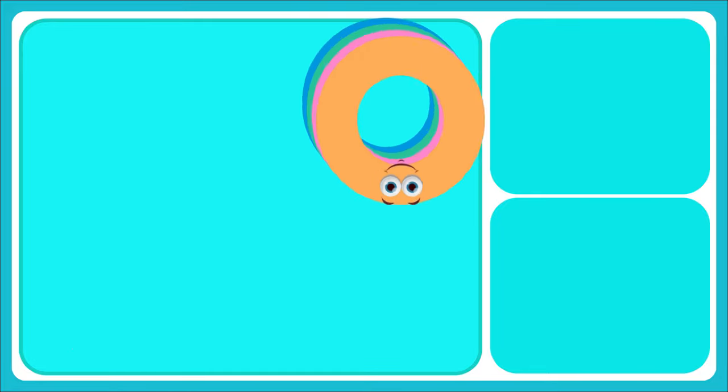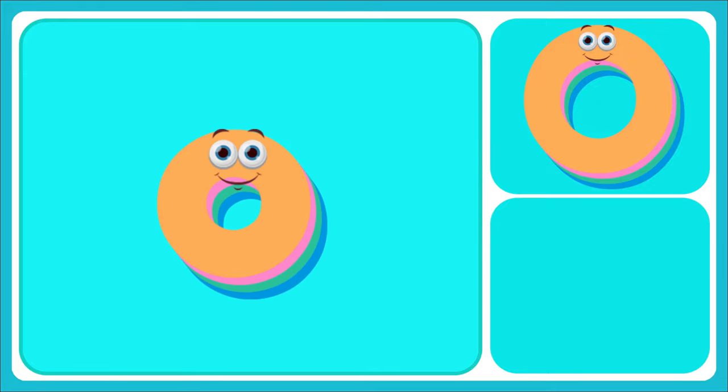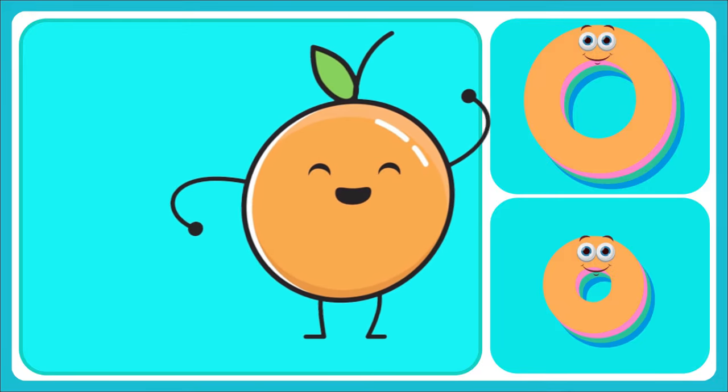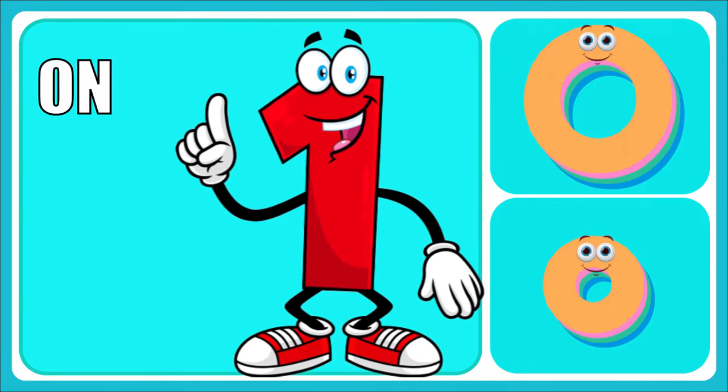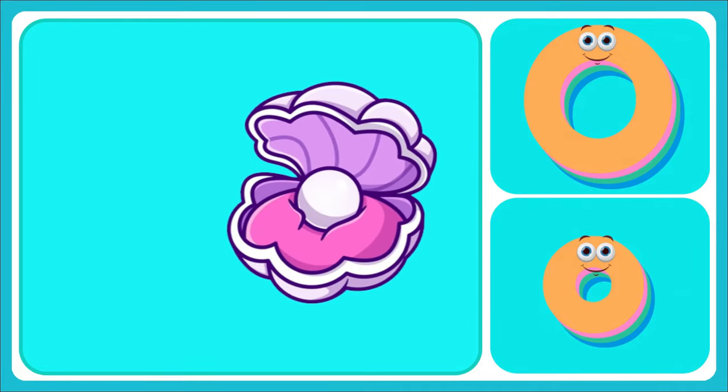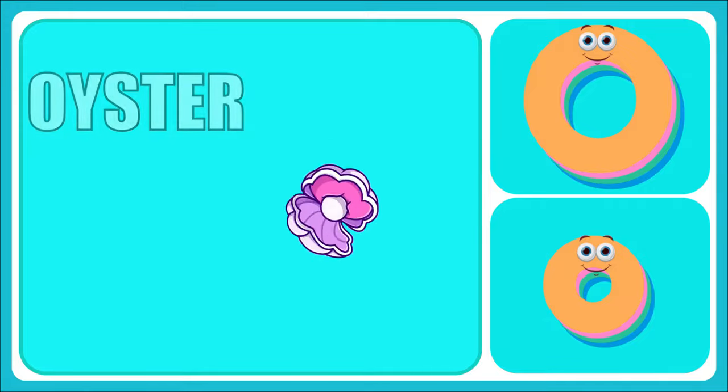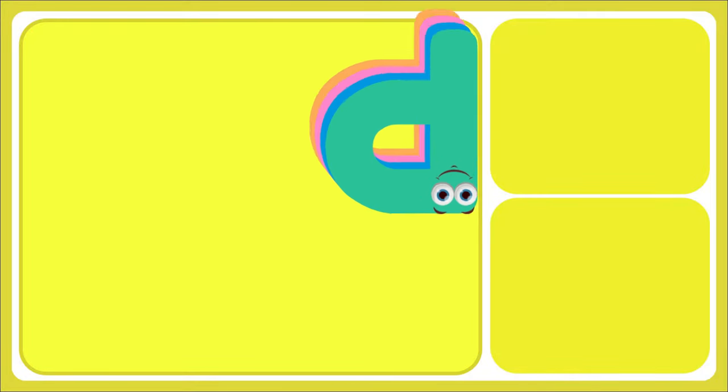Have you ever seen the letter O? Hi, I am letter O. And my sound is O, O, O. And the words that start with me are orange, O, O, orange. One, O, O, one. Oyster, O, O, oyster. Today we will learn alphabets and their sounds.